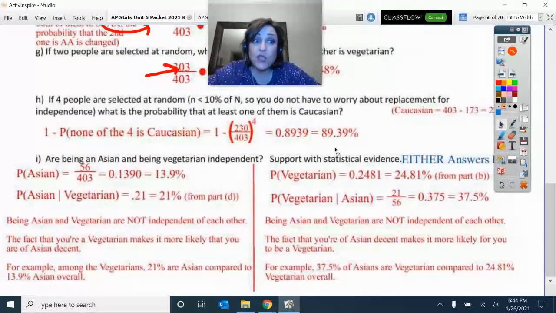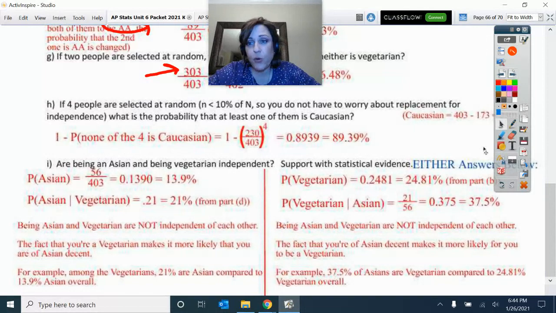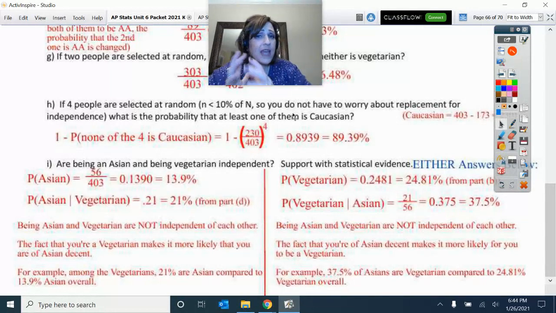Now, here, let's not forget, very important, that the probability of at least one is all of the ways that you can have at least one person, except for the none of them. So it's 1 minus the probability that none of the four people are Caucasian.